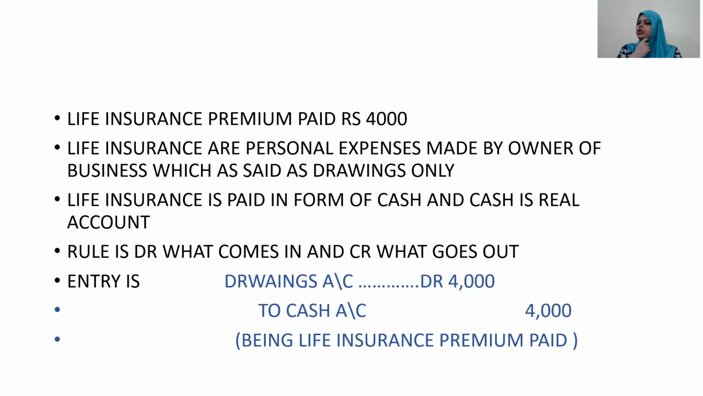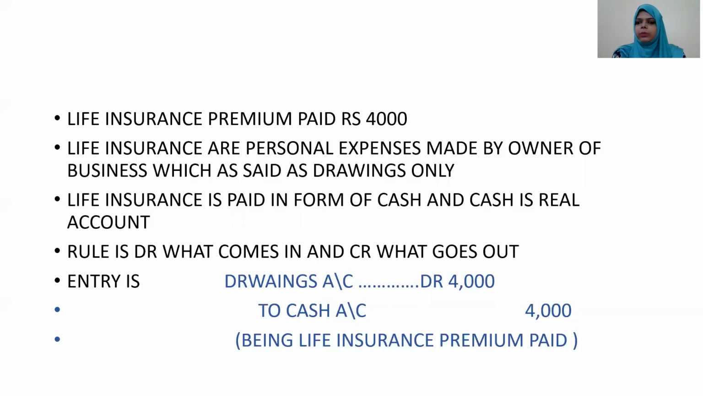Here, why have we included drawings? Because all things which belong to the personal account of the owner are called drawings. All expenses and all the things which belong to the personal account of the owner, we name under a subcategory or category known as drawings. So the life insurance premium is also termed as drawings. So drawings account debited 4,000 to cash account.